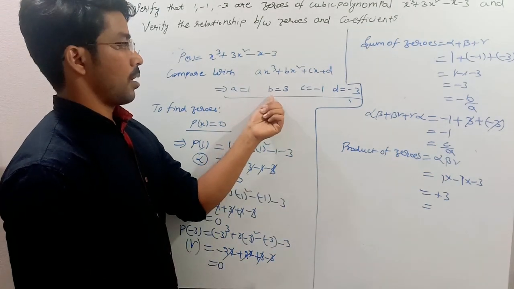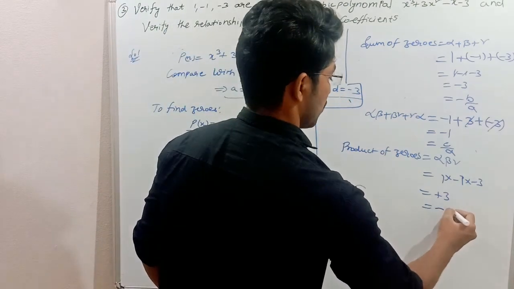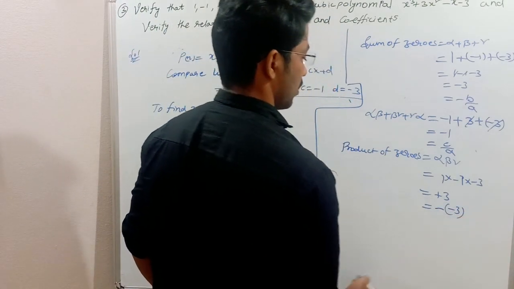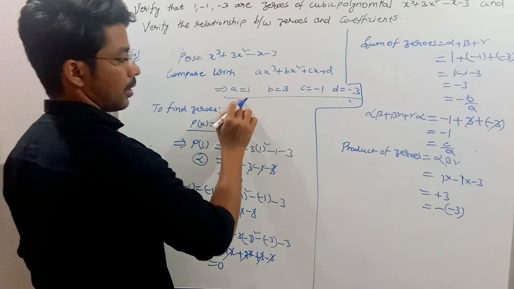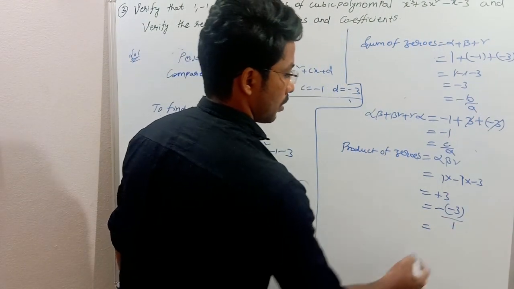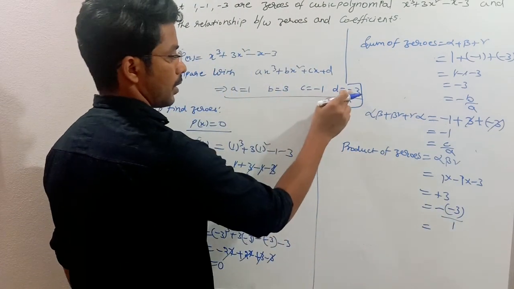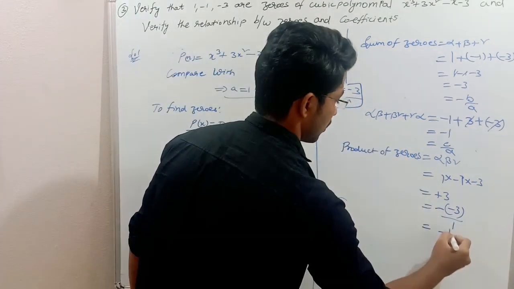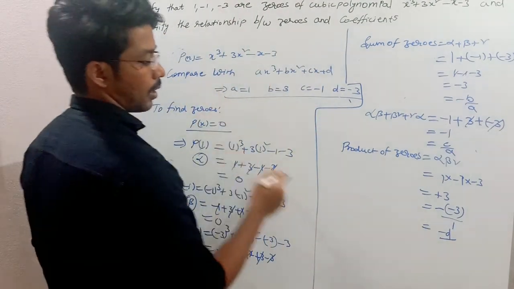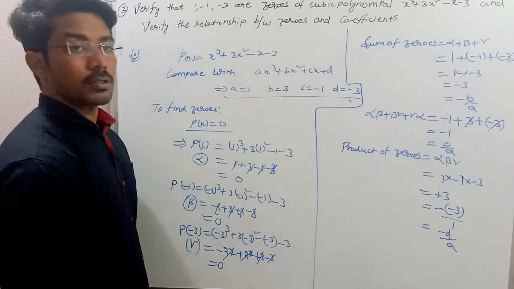So if you observe, d is there. So minus of minus 3. We can write it as minus of minus 3, and a is 1. Now minus of minus 3, where minus 3 is d, we can write it as minus d by a. Hence the product of zeros is also verified.